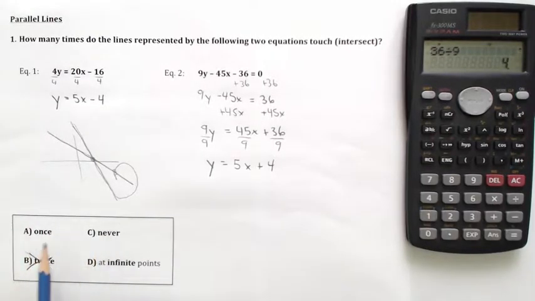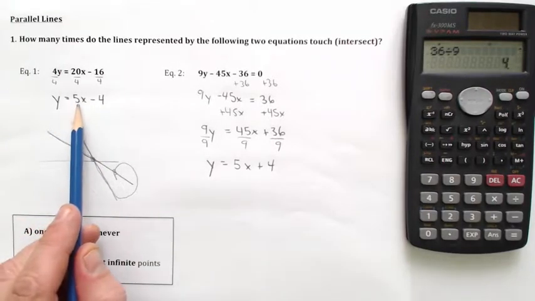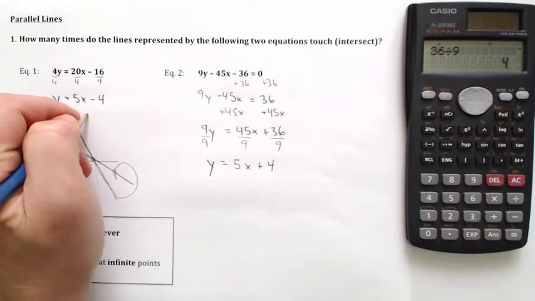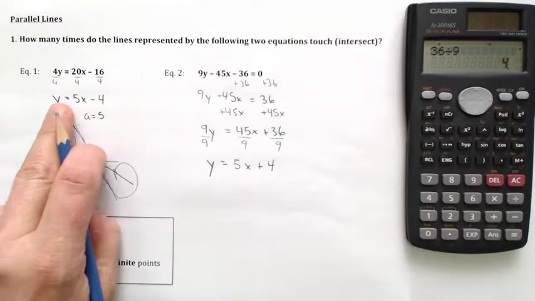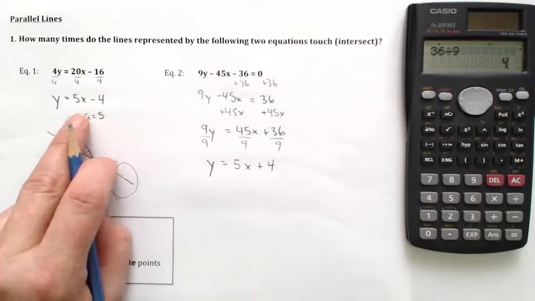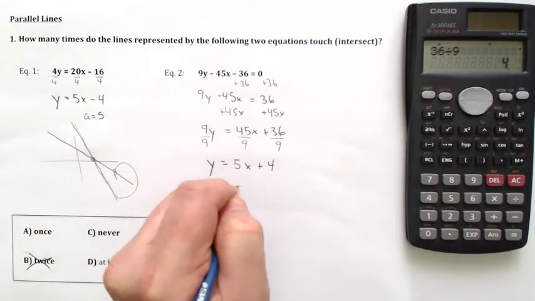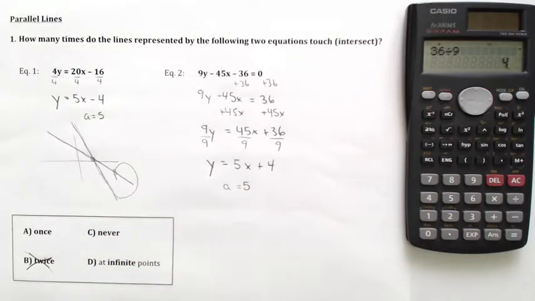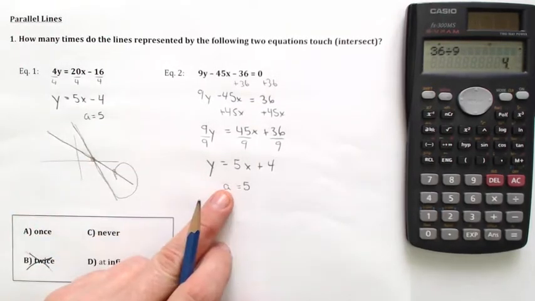Now, whether they cross once, never, or at infinite points really depends on one key feature to start, and that's the slope. So we're going to start off by analyzing the slope. We know that the slope of this line here is 5, because we've isolated it and put it into y equals ax plus b. We have the coefficient of that x as 5. And over here, we also have a slope of 5. What that means is that these two lines are parallel.